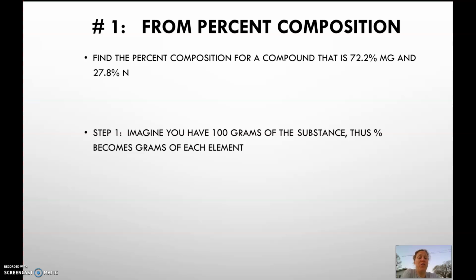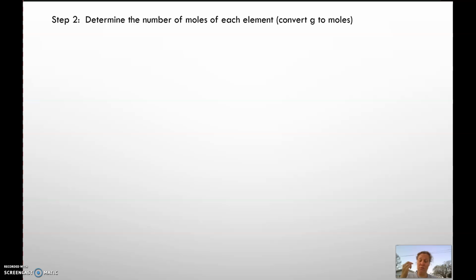If you imagine you have 100 grams of everything total, that just means the percent changes to grams. So there's no math or anything. You just change the percent to a gram sign. Empirical formula is a mole ratio, so you start with grams. These will be your starting numbers: 72.2 grams and 27.8 grams. So really, step one isn't a real thing.